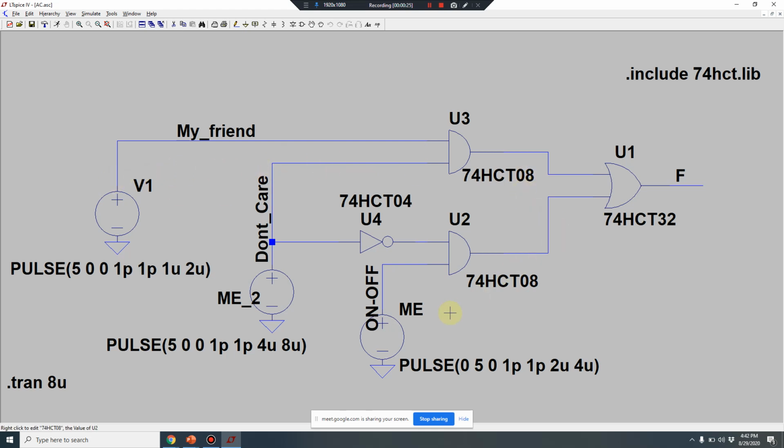Okay, so this is the first schematic which I wanted to explain to you. Suppose two of you are there in your room. Okay, me means me. I've got two switches, and I've got a friend who has this switch. This is the switch available with my friend. So the two of us are there in a room.